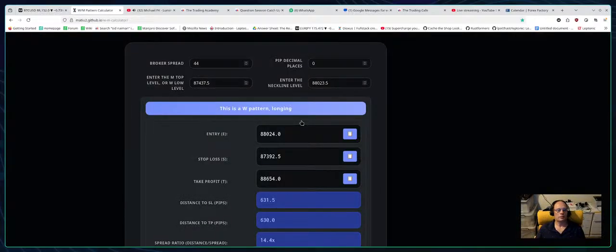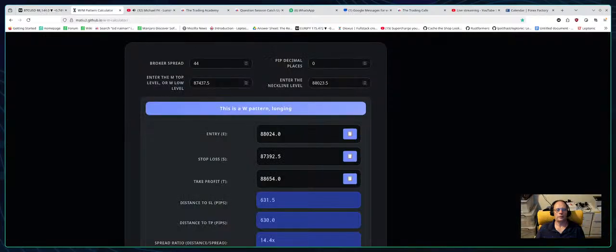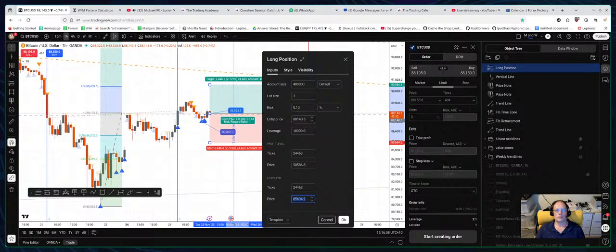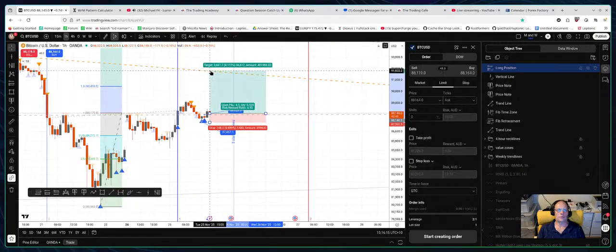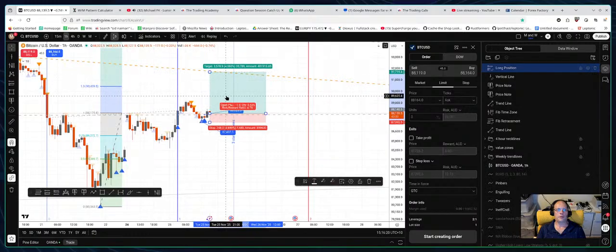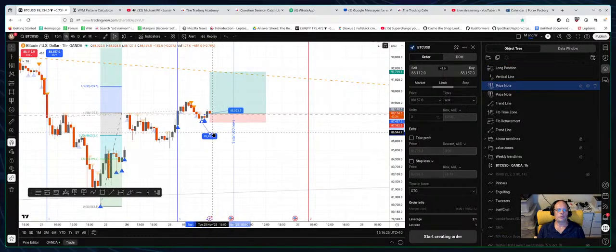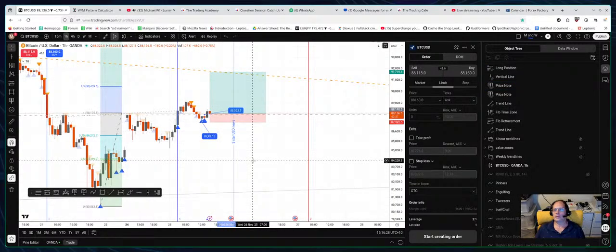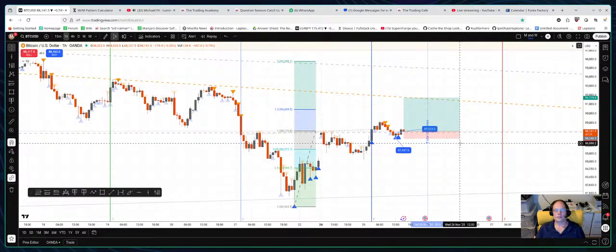Entry. Take profit. Actually, I'm going to take profit, I'm going to do my own. Take profit is going to be up there. We'll see if it would have made it, but I can't trade it because that news is there, so that's the rules. Okay. All that work for nothing.